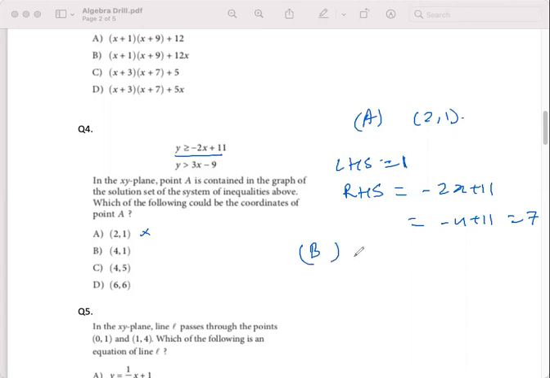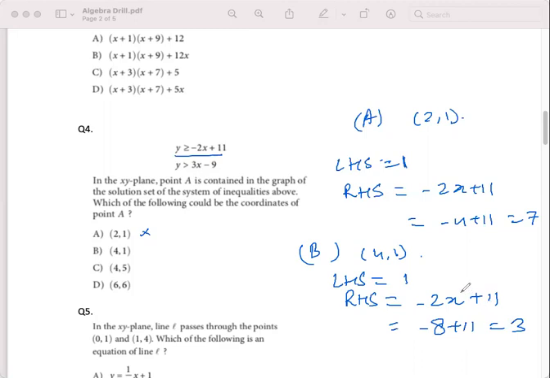Let's try option B, 4, 1. So for the first inequality, left-hand side is 1 and right-hand side is minus 2x plus 11, which is minus 8 plus 11, which is 3. And 1 is not greater than 3. So this can't be the answer.